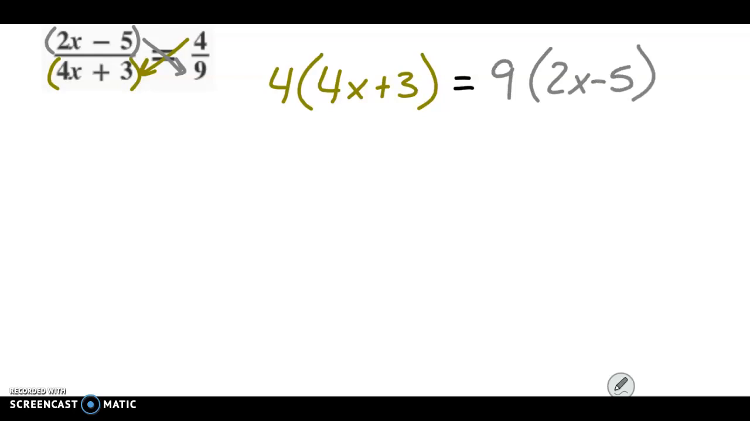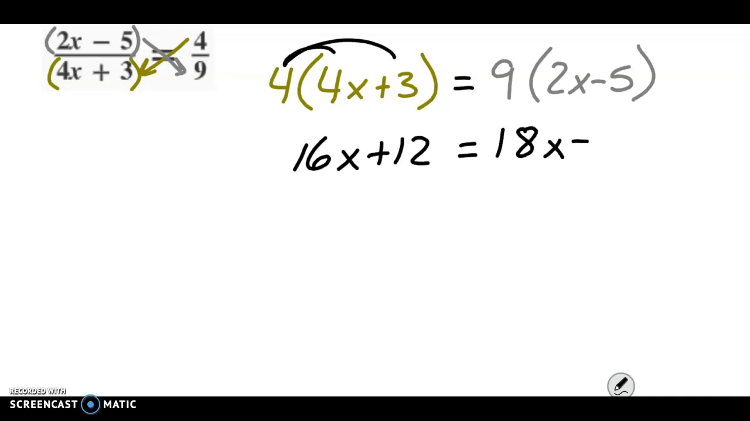Okay, and then to solve this, or to start solving this, we'll distribute that 4. We would have 16x plus 12, and then 18x minus 45. And you would be able to solve this from here. I'm not going to finish this one because I'm going to keep this video kind of short. So from here, you will be able to solve for x.